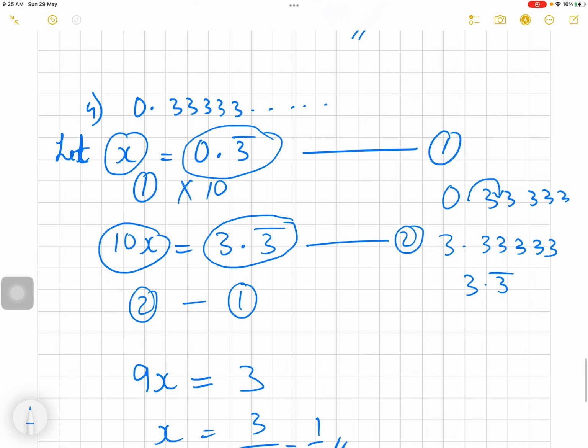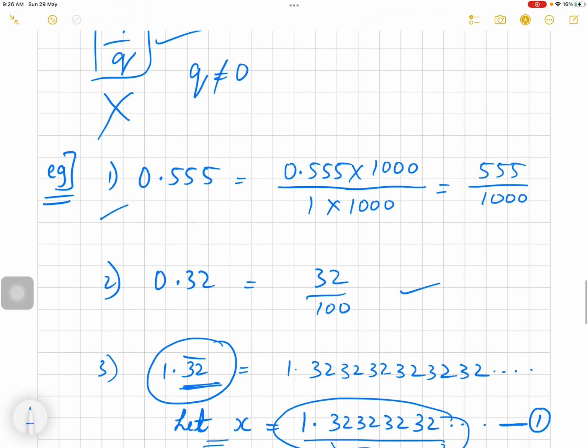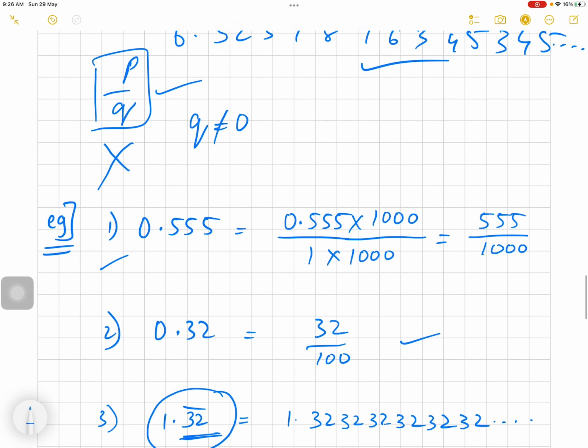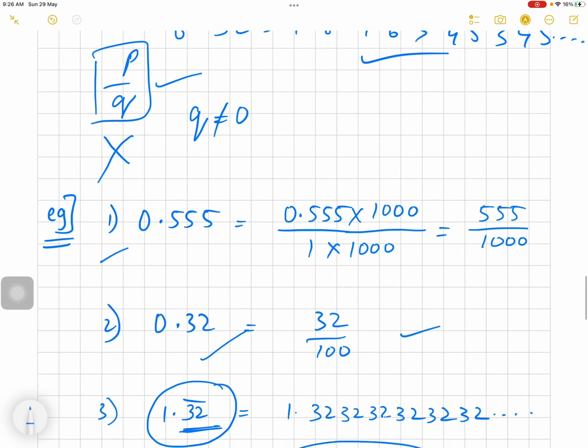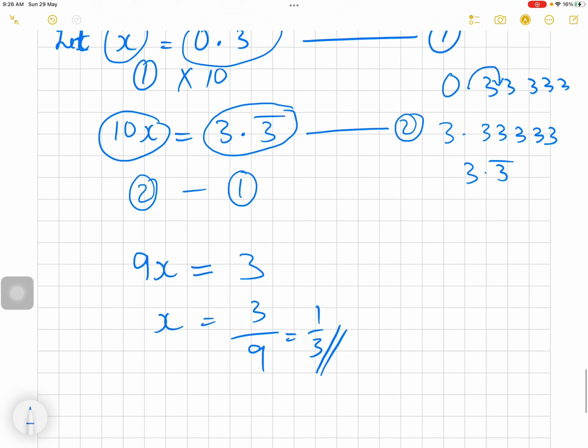So that means when a number is a recurring decimal, or a terminating decimal, it can be written in P by Q form. So these are rational numbers. If a decimal number is neither recurring nor terminating, it cannot be converted into P by Q form. So it is an irrational number.